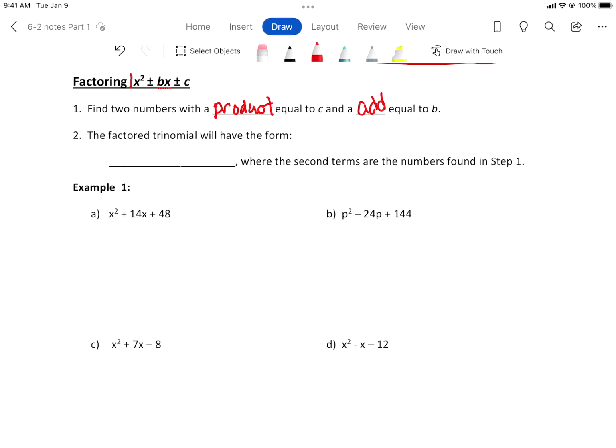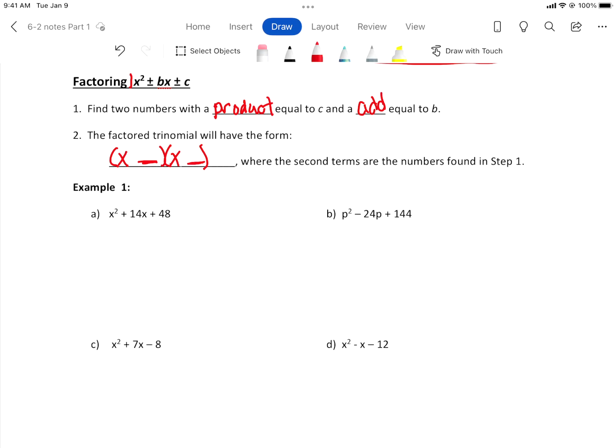So hopefully you guys remember all the factoring. When we factor them, you're going to have 2 parentheses, right? Whatever your variable is, which is usually x, you're always going to have an x here and an x here. And then what you have next is the 2 numbers that you found from part 1. So it's either going to be x minus something or x plus something in each one of them, depending on what we have. Okay, so we're just going to do some examples.